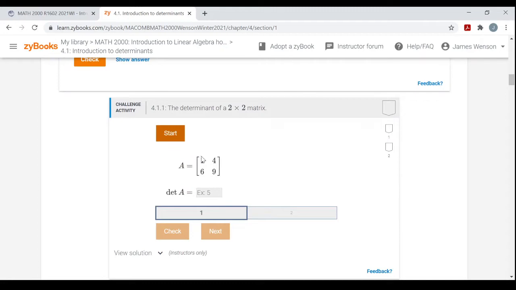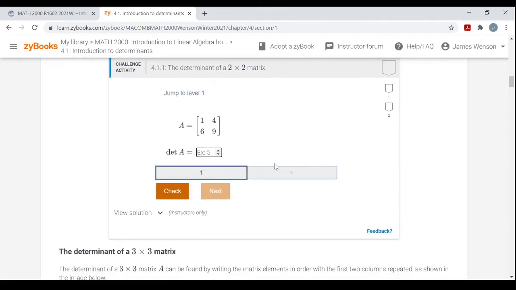Pretty easy. And again, same thing here. Look, there's only 2 of these. This is 9 minus 24, 1 times 9 minus 4 times 6. 9 minus 24 would be negative 15.